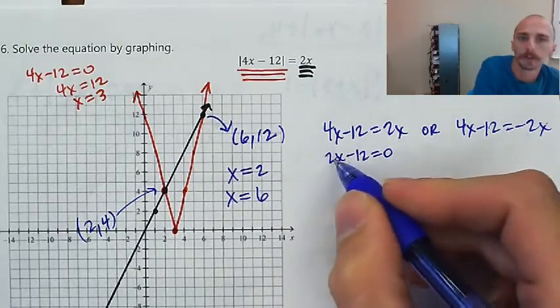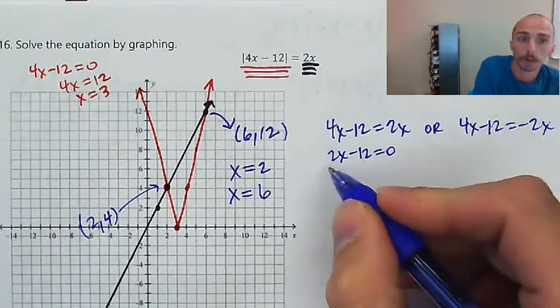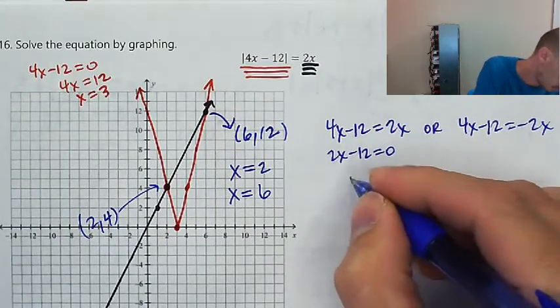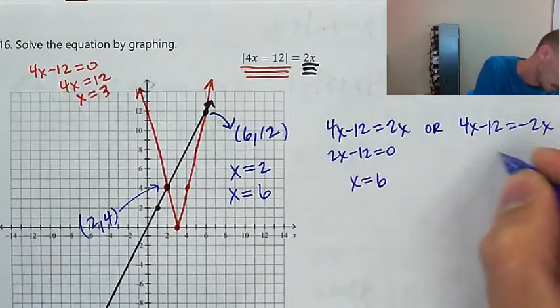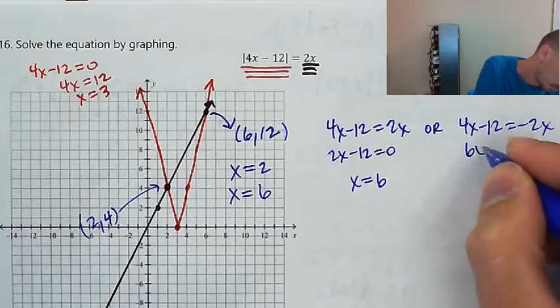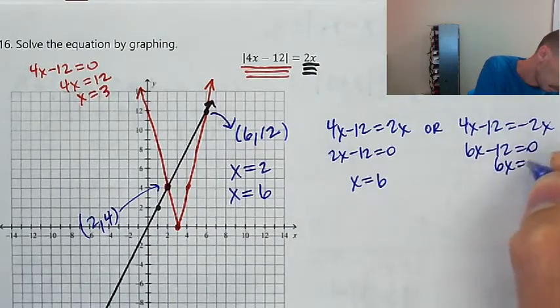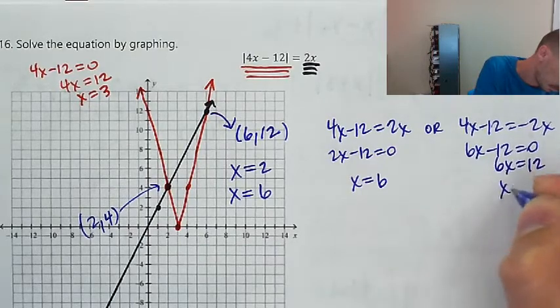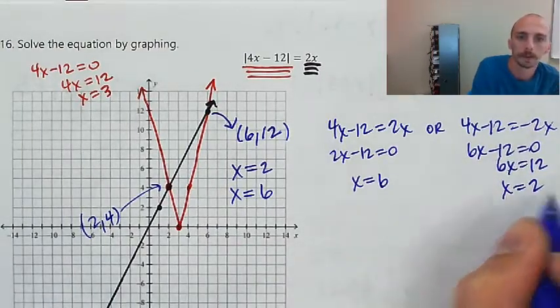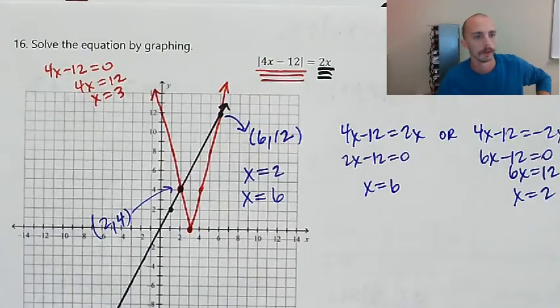I would need this to be 12 because 12 minus 12 is 0, and then 2x needs to be 12, and that would be x equals 6. Over here I'm going to add 2x to both sides, divide both sides by 6, and x equals 2. x equals 2, x equals 6. Same.